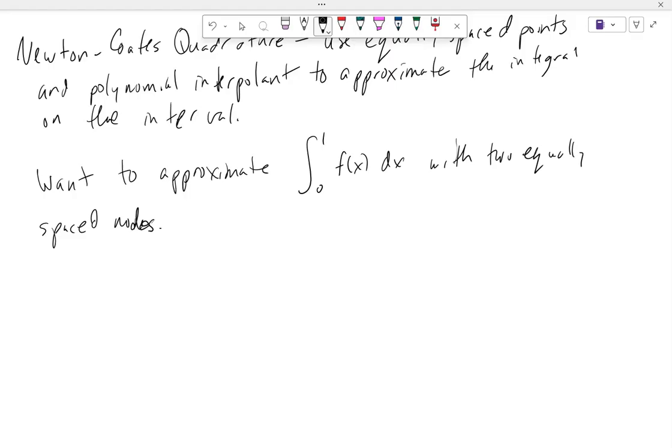Node is the word they use instead of points. So when you do quadrature to approximate integrals, you use nodes rather than points. Isn't that very exciting? Okay.